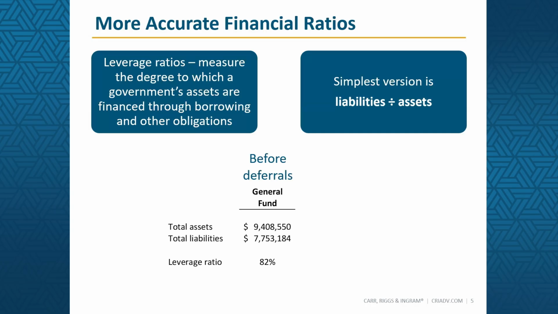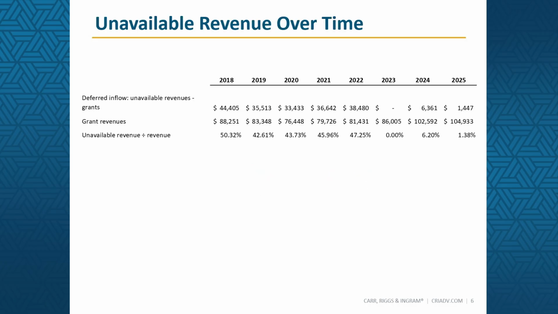Using the information from the pre-deferrals governmental funds balance sheet we just examined, the government looks highly leveraged. It appears that the amounts it owes equal 82% of the value of its assets. The government's equity in its assets, so to speak, is just 18%. Calculate the same ratio using the post-deferrals information, however, and you can see that the government actually is much less leveraged than it appeared. Its liabilities equal just 37% of the value of its assets, or its equity in the assets is 63%.